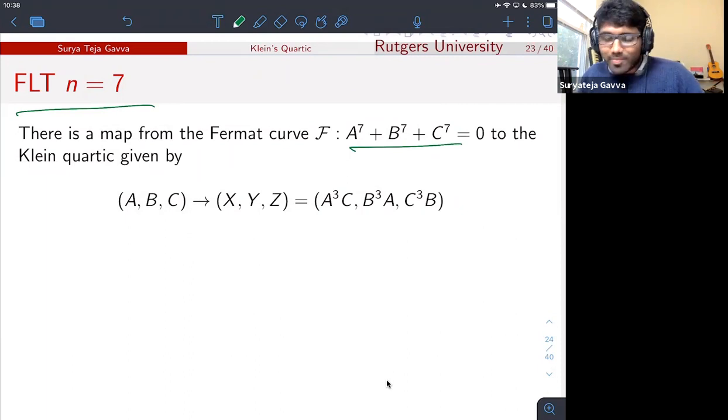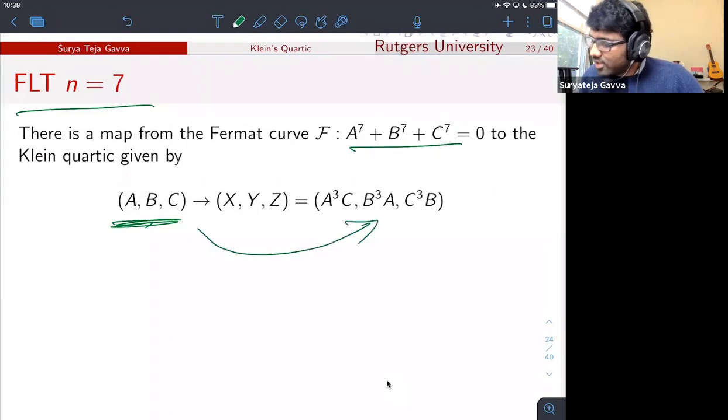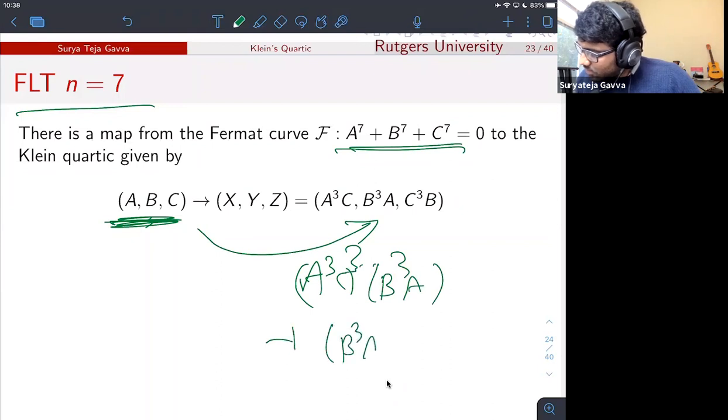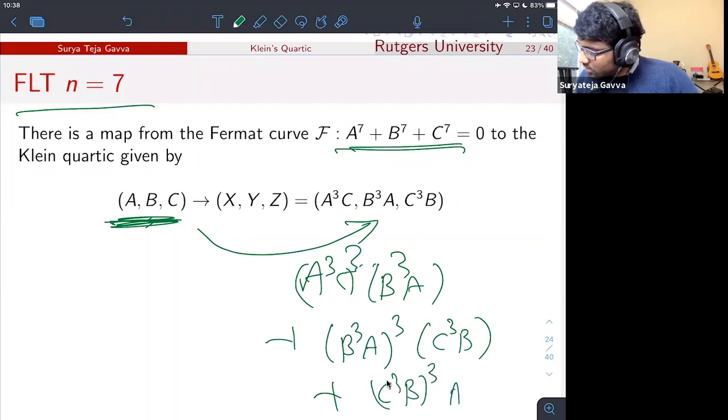How do you get that? If you have a solution of this Fermat equation, then from a given solution satisfying this Fermat equation, we can create a solution to our Klein quartic. So this is the map. If a, b, c satisfies this equation, we can compute a cube c, and see that this satisfies the Klein quartic, right?